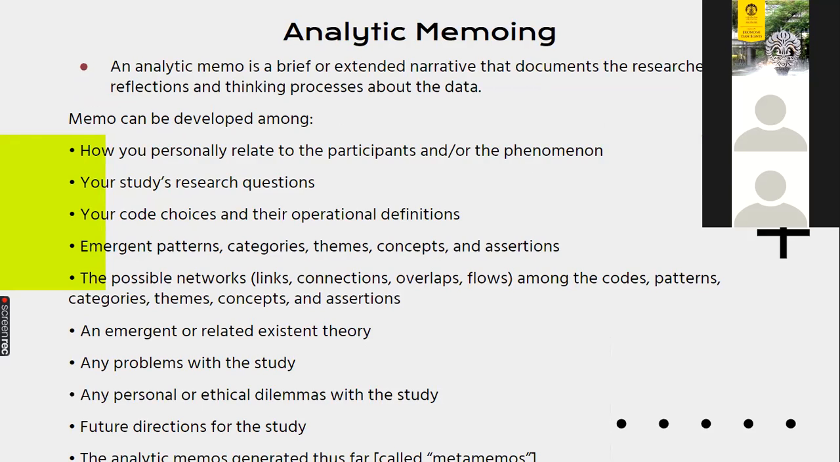Memos can be developed on how you personally relate to the participants, your study's research questions, your code choices, emergent patterns, categories, themes, the possible networks among the codes, patterns, categories, and themes, an emergent or related existing theory, any problems with the study, any personal or ethical dilemmas with the study, future directions for the study, the analytic memos generated, and the final report for the study.